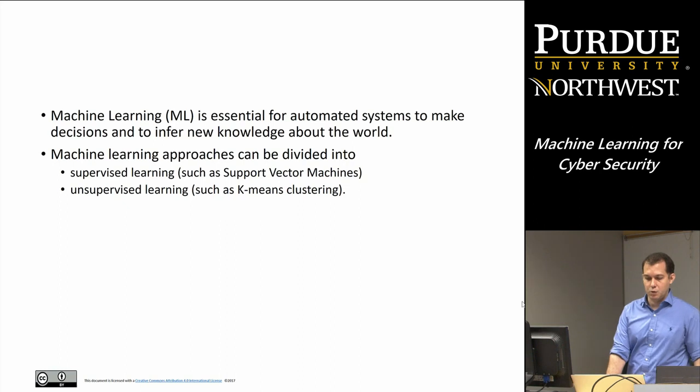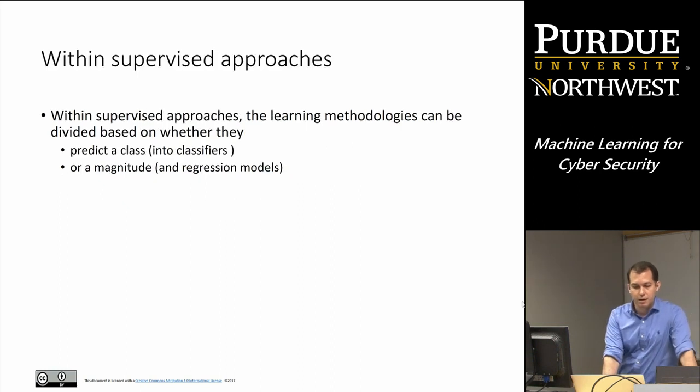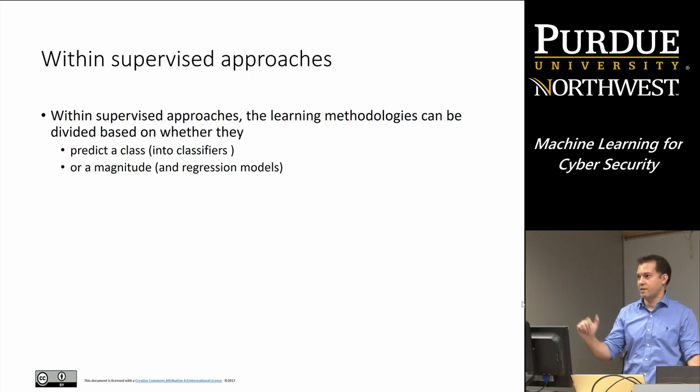So I already talked about supervised and unsupervised. With supervised approaches, the learning methodologies can be divided based on whether they predict a class or a magnitude, right? So for instance, what we were doing, intrusion, not intrusion, that's a class. But a magnitude is an example of linear regression, right? So in linear regression, housing prices, square footage, other things determine the price, and that's a real valued number.